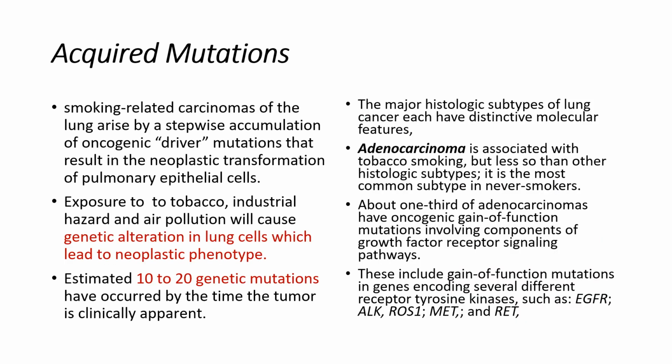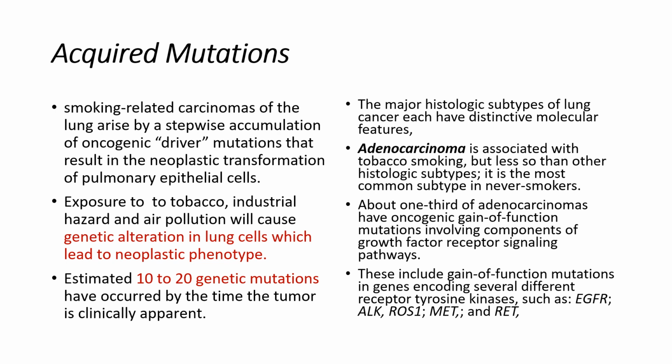Smoking-related carcinomas of the lung arise by a stepwise accumulation of oncogenic driver mutations that result in the neoplastic transformation of the pulmonary epithelial cells. Exposure to tobacco, industrial hazard, and air pollution will cause genetic alteration in the lung cells, which lead to neoplastic phenotype. There are an estimated 10 to 20 genetic mutations that have occurred by the time the tumor is clinically apparent. The major histologic subtypes of lung cancer each have distinctive molecular features.